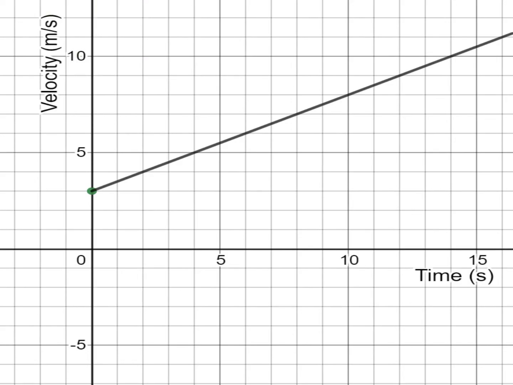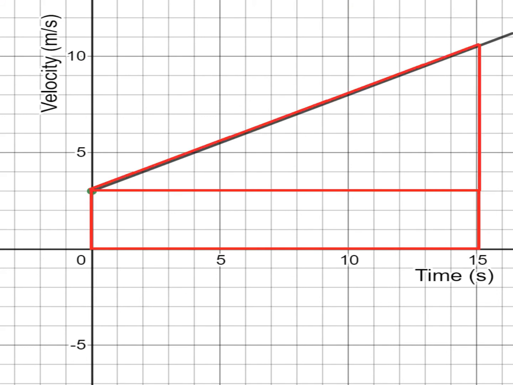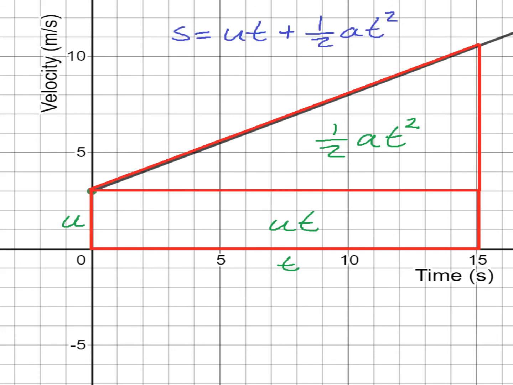Back on the graph, we can see that the shape can be split into a rectangle and a triangle. The rectangle has an area of base times height, which in this case is tu, and the triangle has an area of half base times height, which is half at times t, or half at squared. This means that displacement would be equal to ut plus half at squared, the total area under the graph. This is equation number 3.